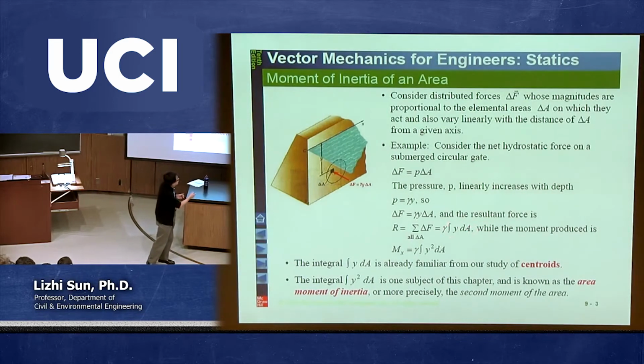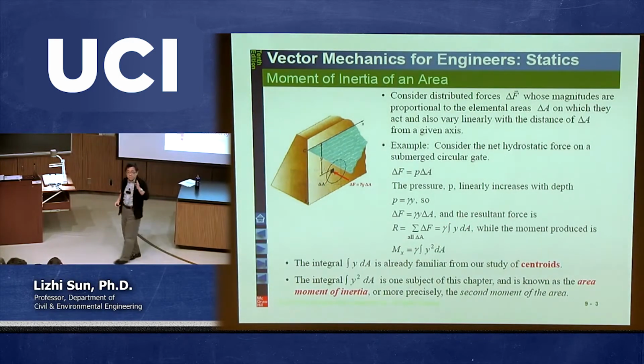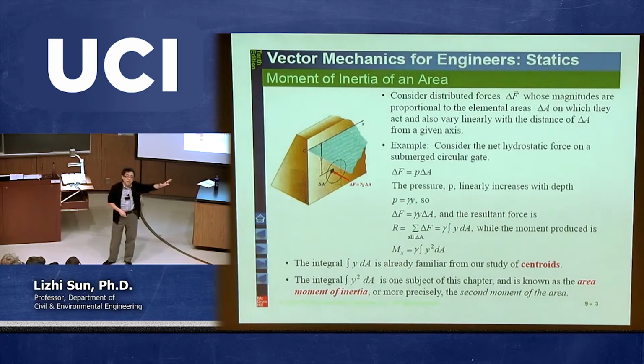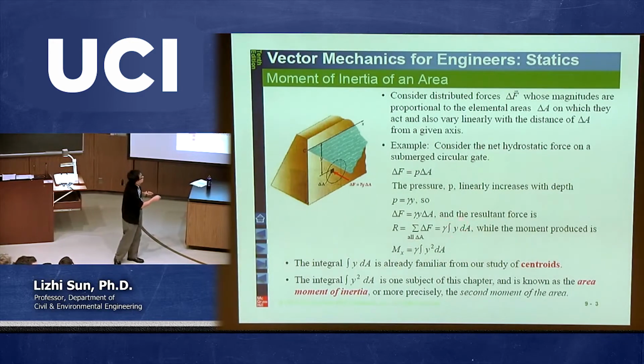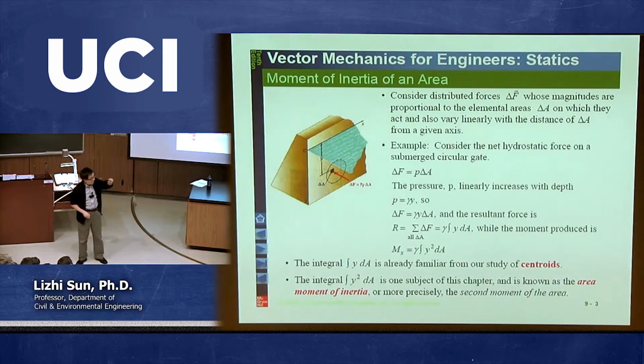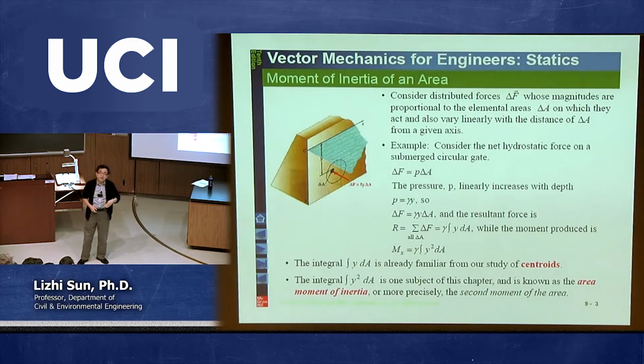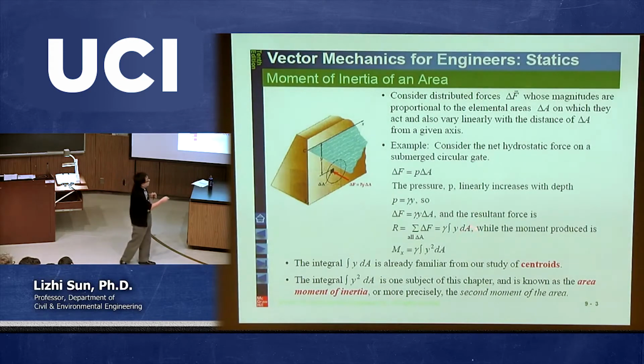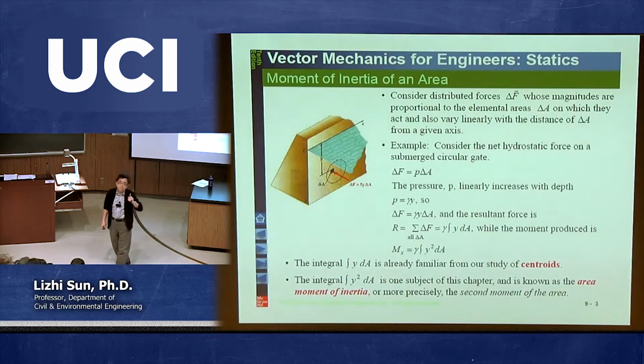So if you look at this YdA, and if you recall what you have learned in chapter 5, we should be pretty familiar with integration of YdA. And that's called Y bar, in fact, right? No, I'm sorry. That's the first moment. And the first moment divided by A, that's called Y bar. That's the Y component of the centroid. Okay? And at that time, we called this term, instead of having gamma, just this term, integration of YdA, the first moment with respect to the x-axis.